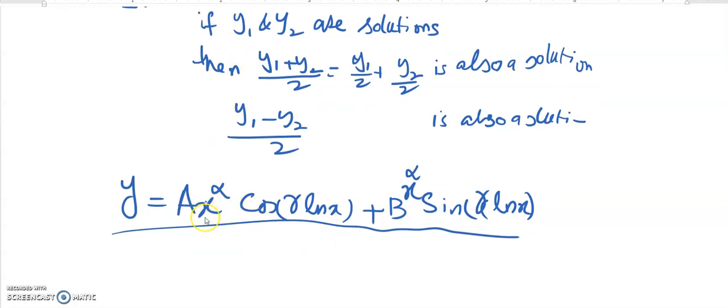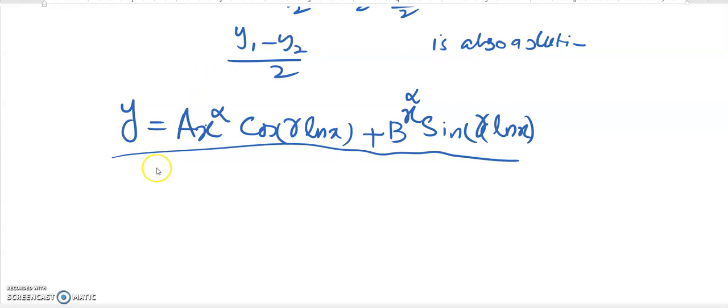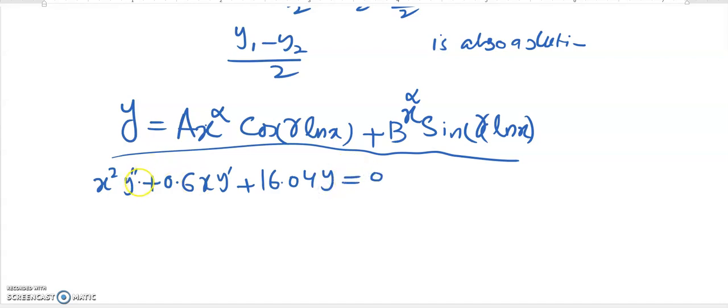Yeah, so as an example, if the Euler-Cauchy equation is x squared y double prime plus 0.6 x y prime plus 16.04 y is equal to 0, and with some substitution, we can write the characteristic equation like this. So we know that m squared plus (a minus 1) m plus b is the characteristic equation, where a is 0.6.